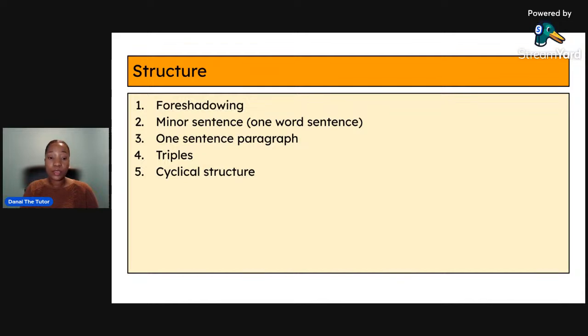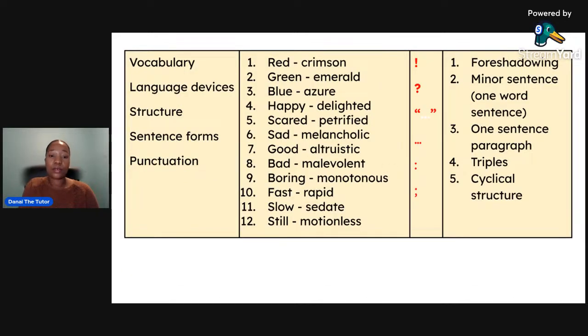Use of triples and cyclical structure. So a cyclical or circular structure is where your character ends up where they started from. Okay, that's a very effective technique and quite a simple one as well that you can use, and you will be rewarded for it because it shows that creative use of structure.